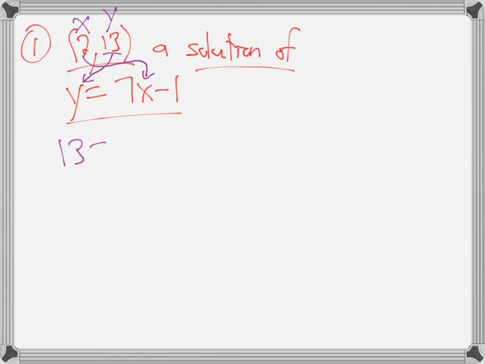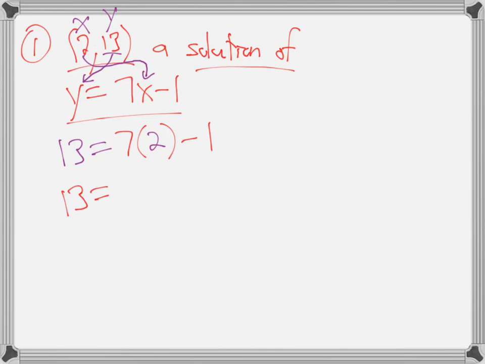So you plug whatever number's here in for x and whatever number's here in for y. So I get 13 equals 7, and when you plug in, I'll put parentheses. Remember that when you plug in, you put parentheses around the number you're plugging in, minus 1. Did I do that right? Yeah. So now we just have to work that out and see if it's true or false.